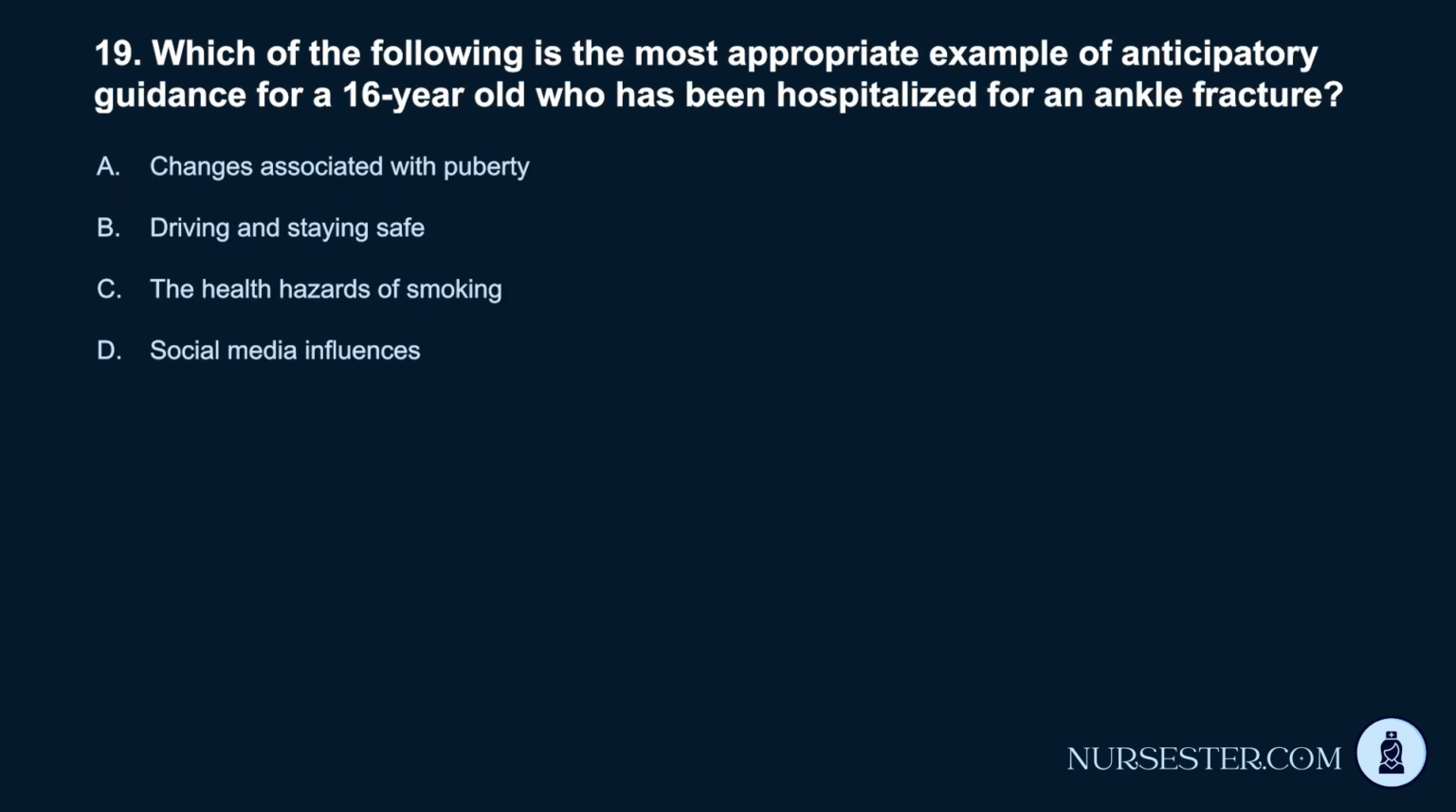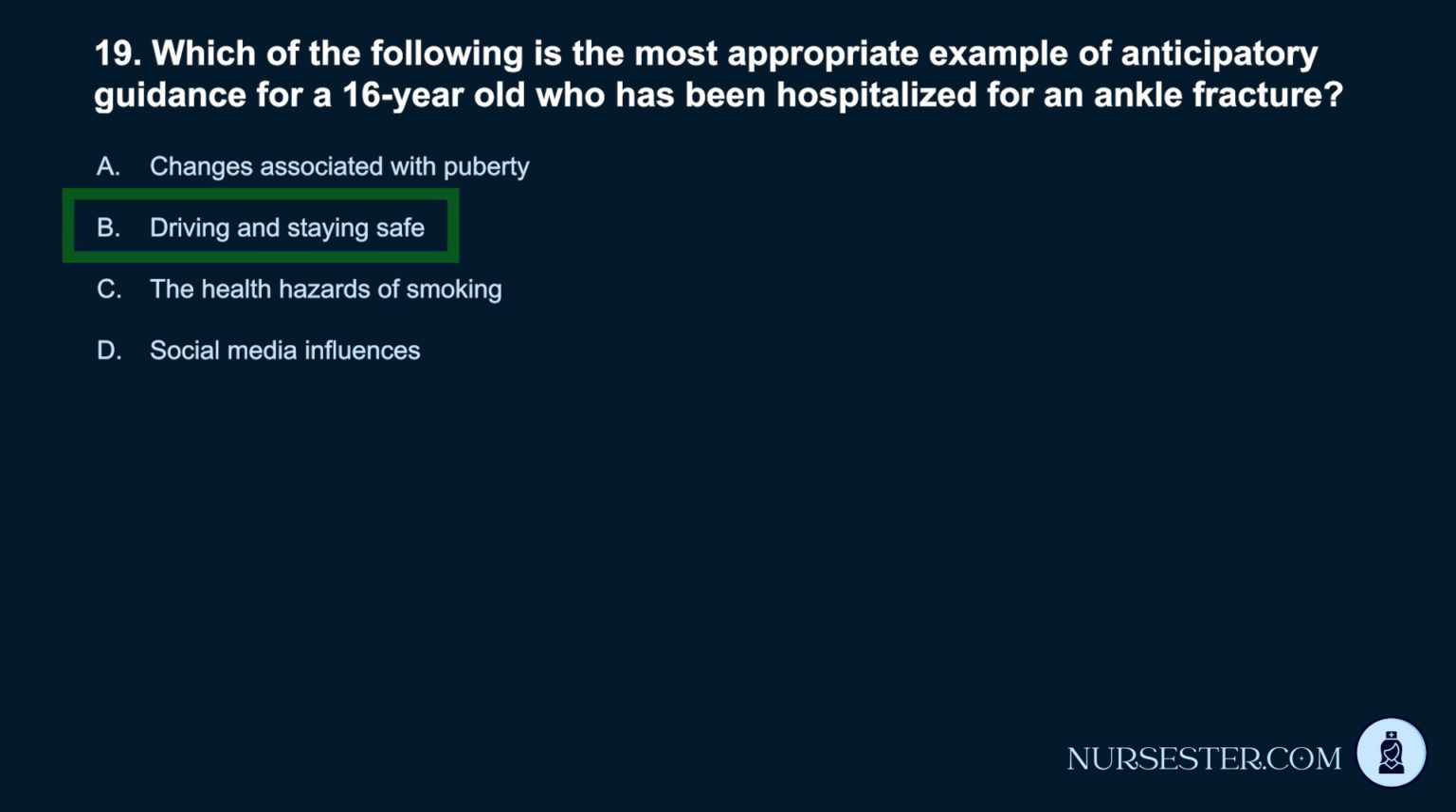19. Which of the following is the most appropriate example of anticipatory guidance for a 16-year-old who has been hospitalized for an ankle fracture? A. Changes associated with puberty. B. Driving and staying safe. C. The health hazards of smoking. D. Social media influences. Correct answer: B.